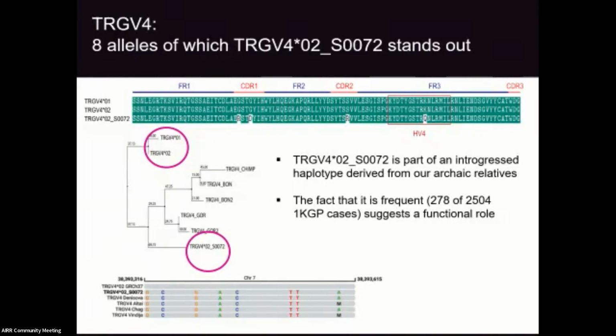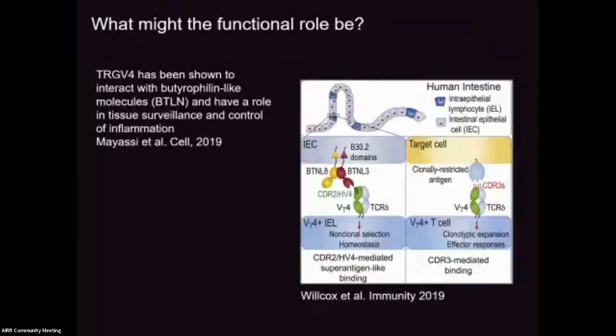And you really do wonder, what does this allele do? Has it been positively selected? Does it have a functional role when it's present to that level? And what's known about this with TRGV4? There is a literature on this. TRGV4 has been shown to interact with butyrophilin-like molecules. These are classes of proteins that have a role in homeostasis and immune surveillance.